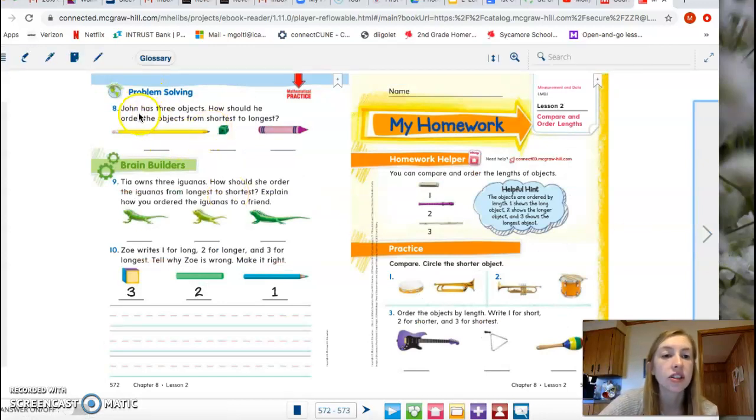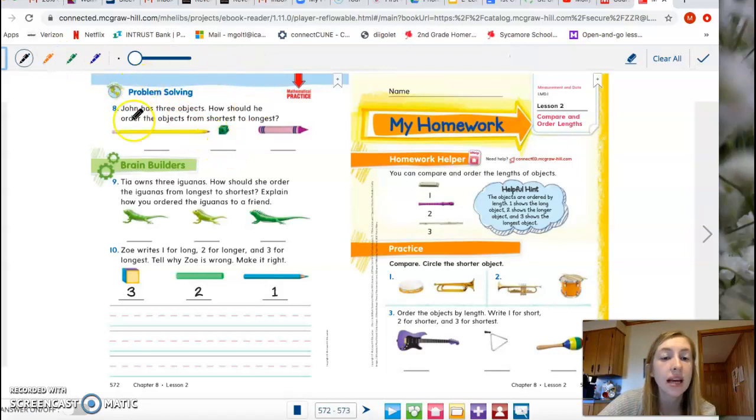Okay, again, John has 3 objects. How should he order the objects from shortest to longest? Okay, so the shortest one, let's work forwards this time. The shortest one, you're right, is this cube, 1. In the middle, the crayon, and the longest is that pencil, ER, EST.